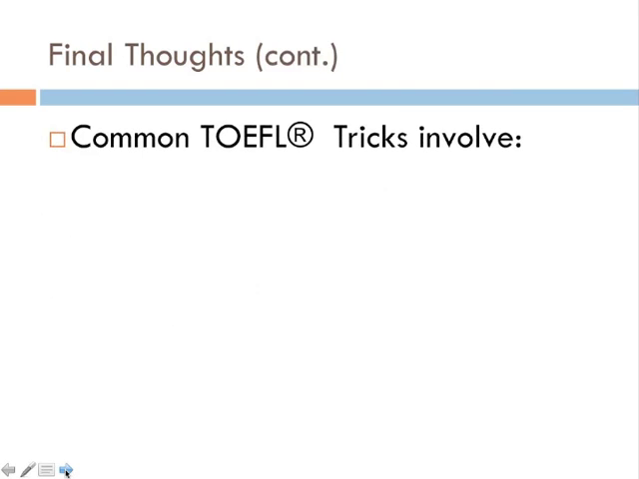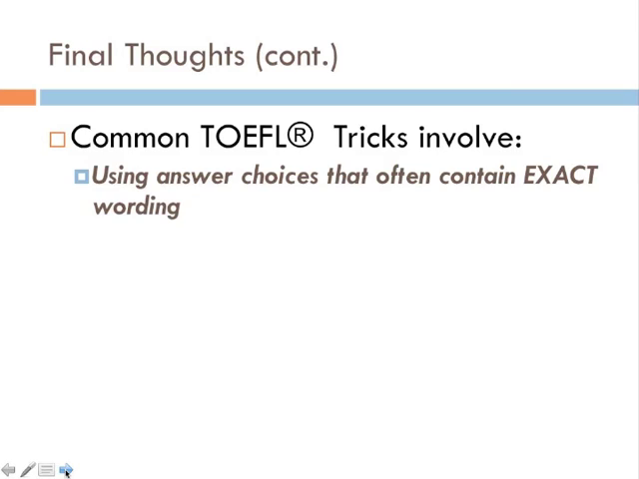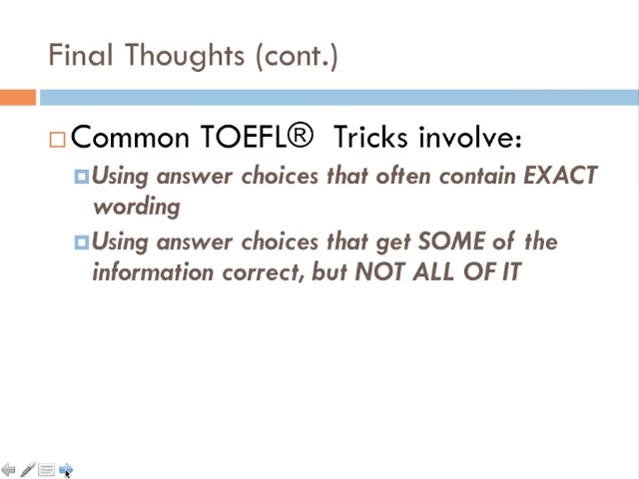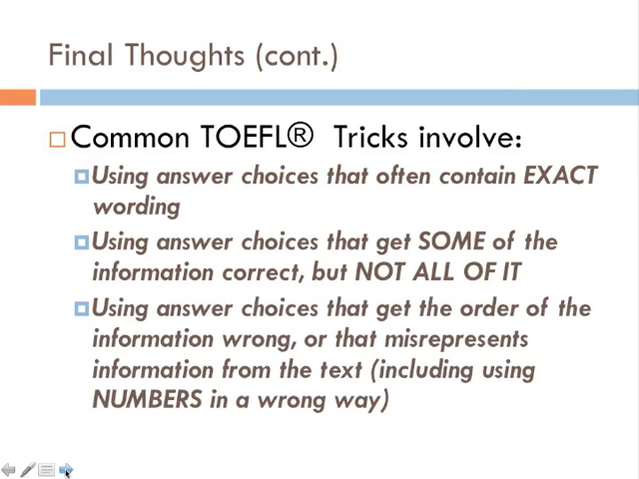The tricks we learned in this particular video, again, a lot of the same tricks you'll see throughout the test. Using answer choices that may contain exact wording. Using answer choices that get some of the information correct, but not all of it. And using answer choices that misrepresent the information or get the order of the information wrong.